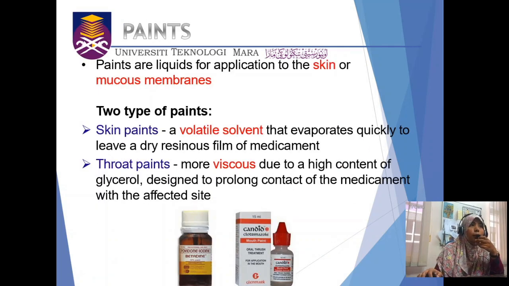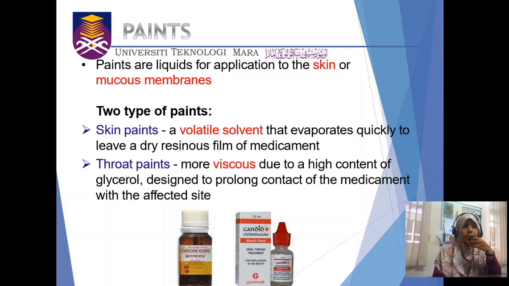Okay, the next one we have is paints. Paints are liquids for application to the skin or mucous membrane. So it's not only for topical use, but also for oral use. We have two types. We have skin paints, with a volatile solvent that evaporates quickly to leave a dry resinous film of medicament. So you can see that it has properties like collodions, but the ingredients are different, okay?